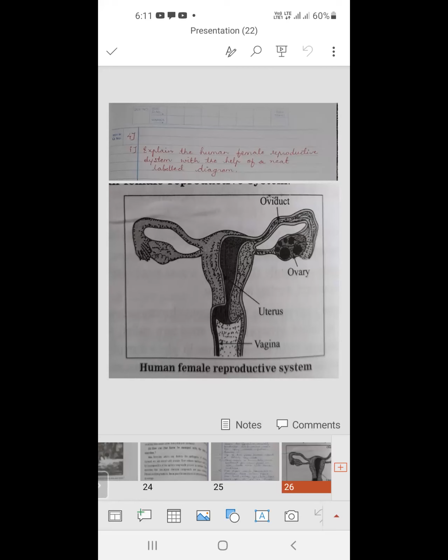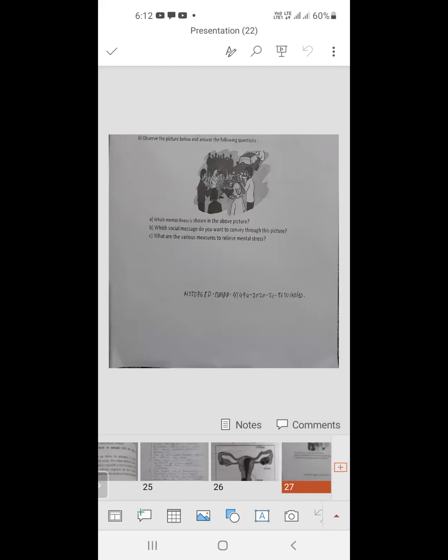Otherwise, if you don't want to attempt this question, then for the second question you have to attempt only any one from question number 4. If you have any problem in drawing a diagram, you can solve the second question, that is, observe the picture below and answer the following questions. Here questions are given. You have to first observe the picture carefully and then answer the questions.